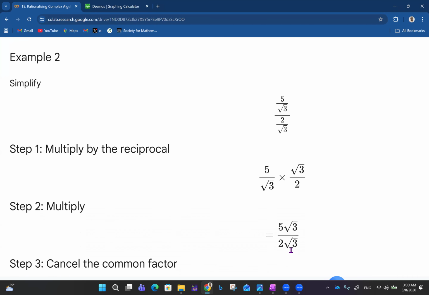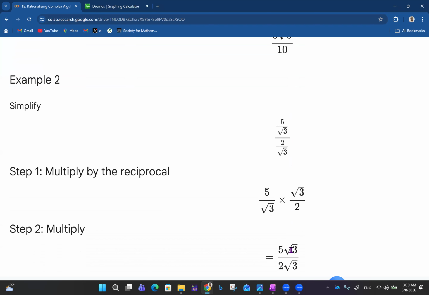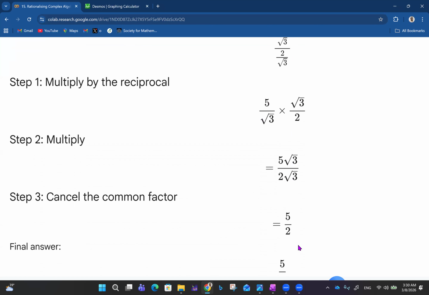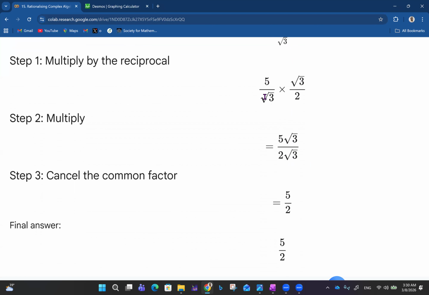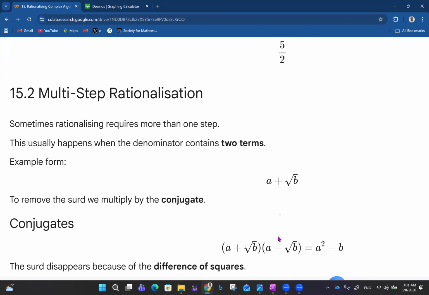Then example 2. So you have 5 over root 3 divided by 2 over root 3. So you multiply by the reciprocal. So you have 5 over root 3 times root 3 over 2. That can actually cross out, right? I think it's better to just cross it out straight, and the answer is just 5 over 2 without hesitating. But if you want to be finicky, you can say that's 5 root 3 over 2 root 3. So root 3 cancels out, and the answer is 5 over 2 at the end of the day, or 2.5.